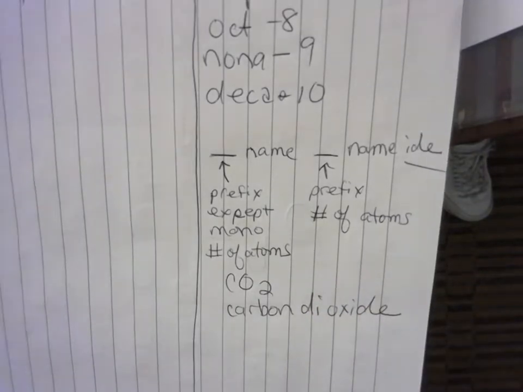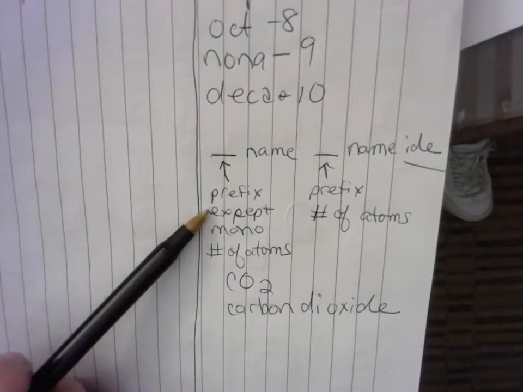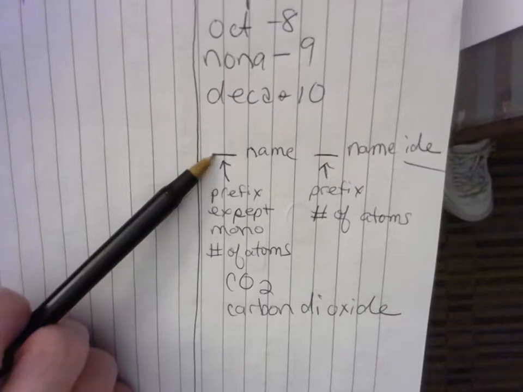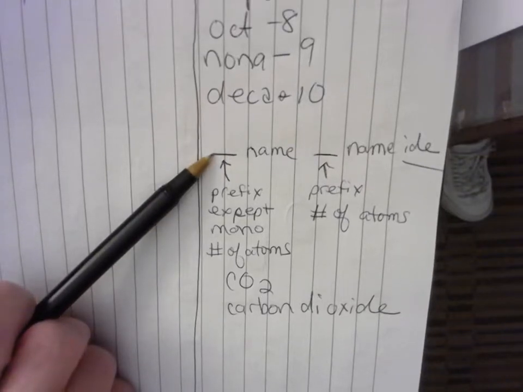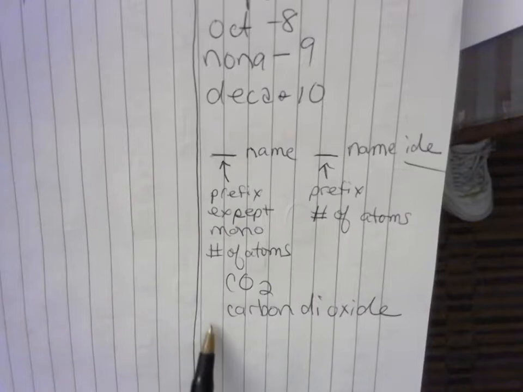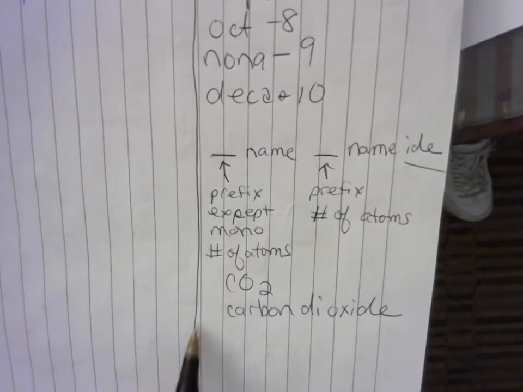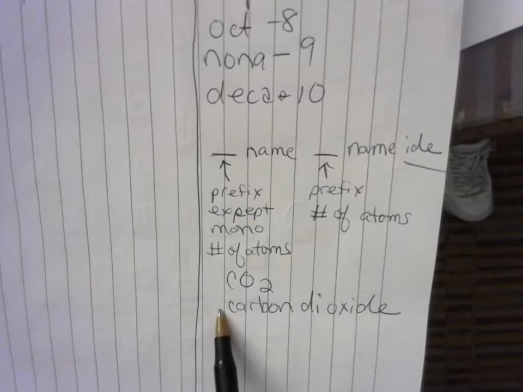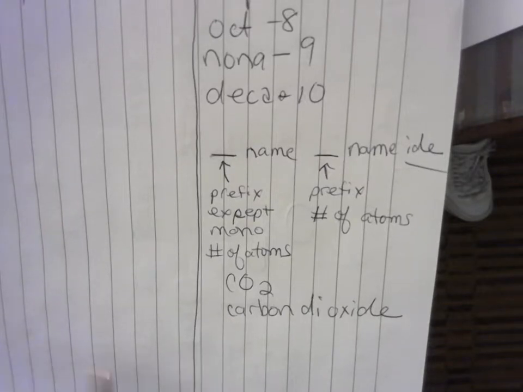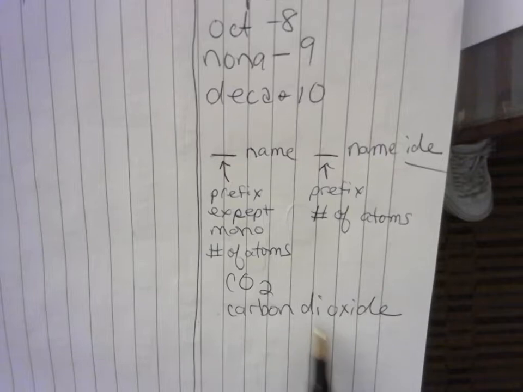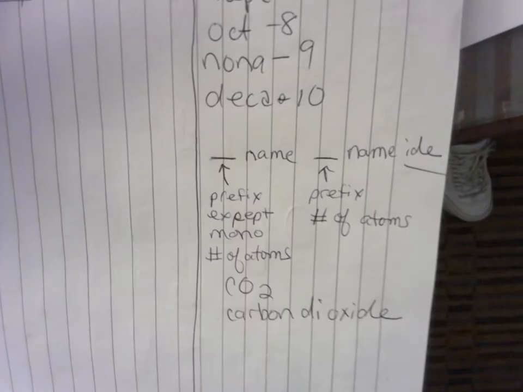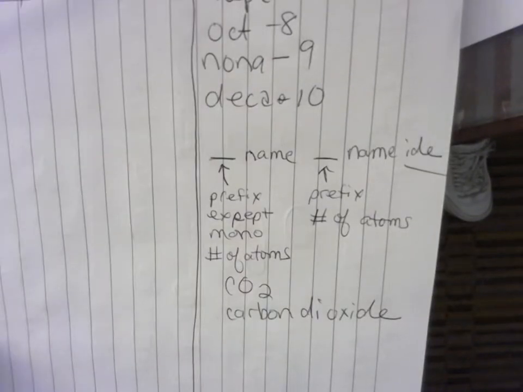Now, notice I said up here you would not use mono in front of a cation. So think about it, you never hear monocarbon dioxide. If there's only one cation, then you just leave the mono off and you say carbon dioxide. I'm going to do some more examples for you, and then I'm going to give you some work to do.